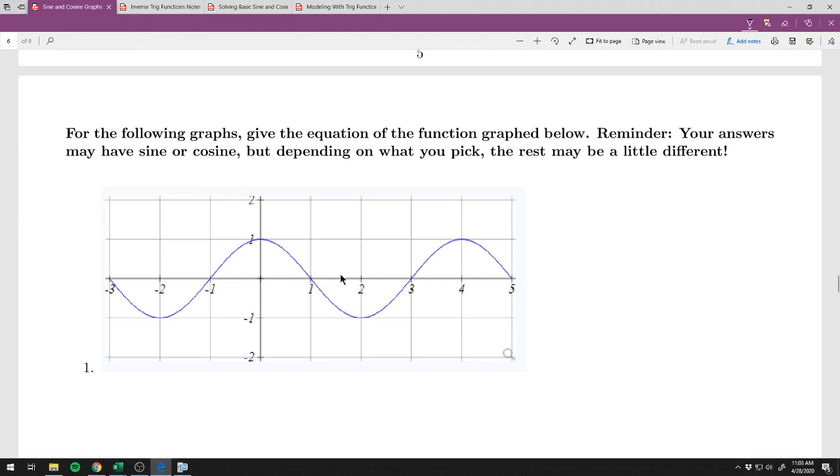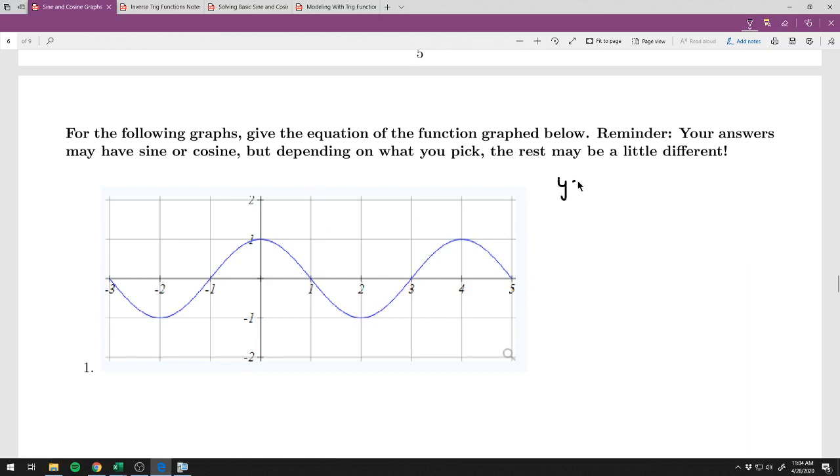All right, but we got two examples here. The first one right here, it's giving us the graph, and we want to figure out an equation for it. One thing you want to notice here, even though we're in this section very specifically, is it has the shape of sine and cosine, so it's going to be one of those.